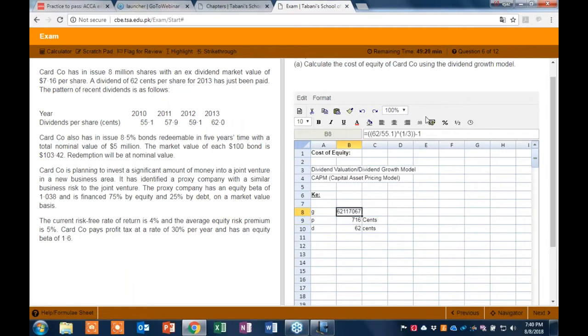So let's change the format to decimal place. And let's change it to 2 decimal place. So it's 4.01%. So if you want to see the formula, here we go. Is it clear?